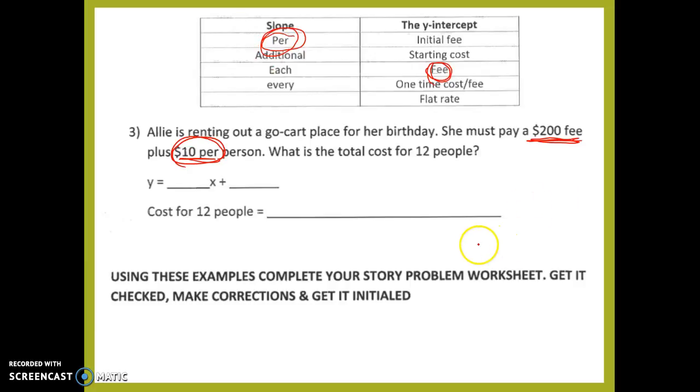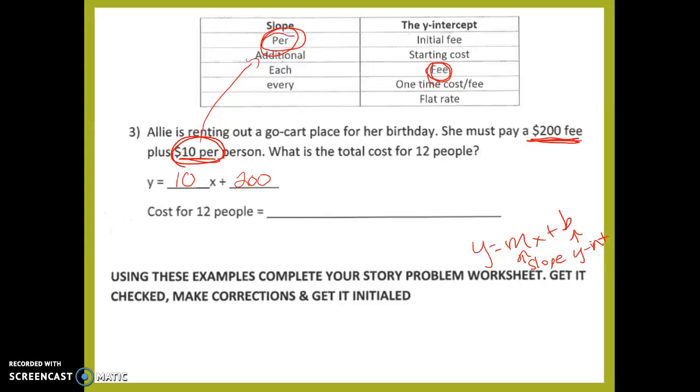So let's write our equation again. y equals mx plus b, and m is the slope. You're going to get tired of me saying this, but hopefully we remember it. And b is the y-intercept. So $10 per person, that indicates that that is slope. So I would write 10x plus my fee of 200. So my equation is y equals 10x plus 200.